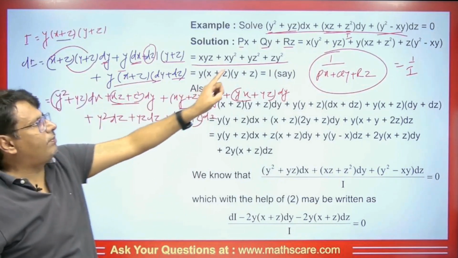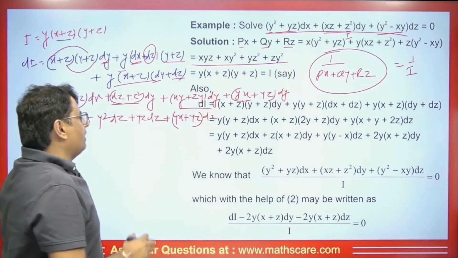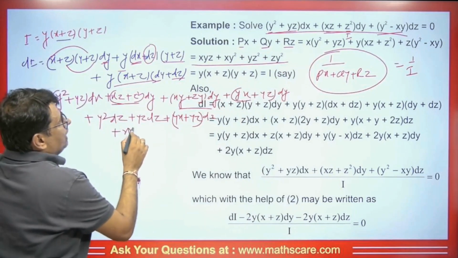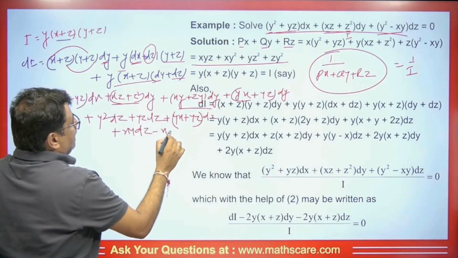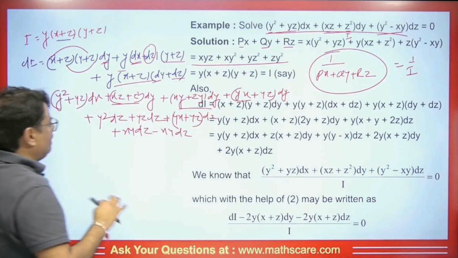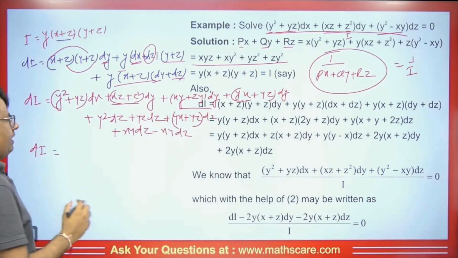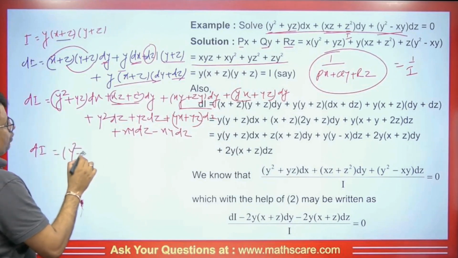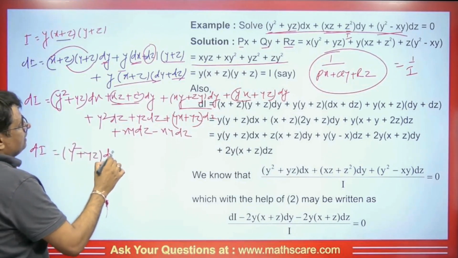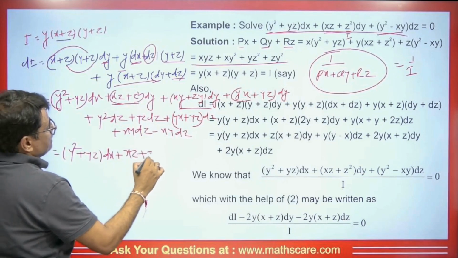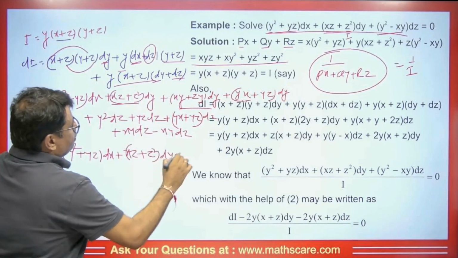But now what do we need? We need minus xy dz. What will I do, students? I will add xy dz and then subtract xy dz here, so that this equation becomes a little easier in solving it further. I hope this step is clear to you. Let's simplify it. We will get (y square plus yz) dx plus (xz plus z square) dy. Now what will we do next?